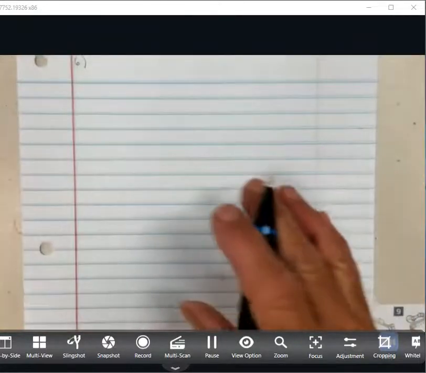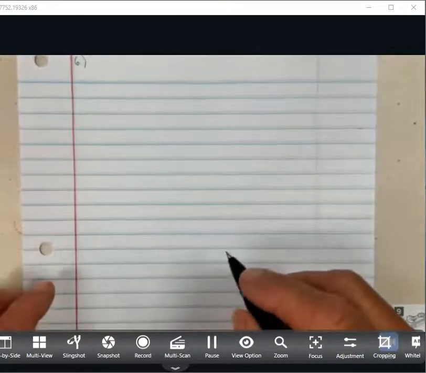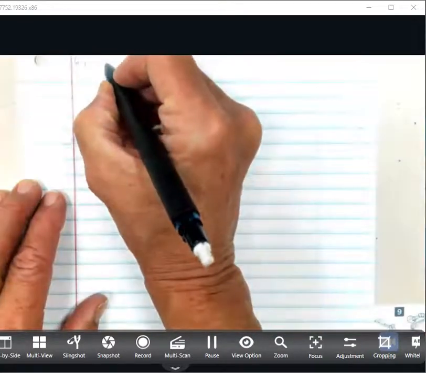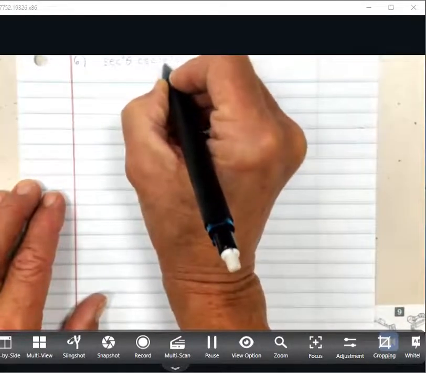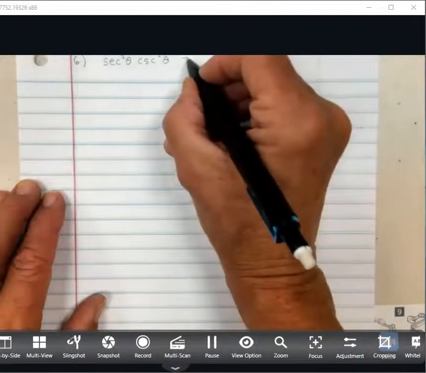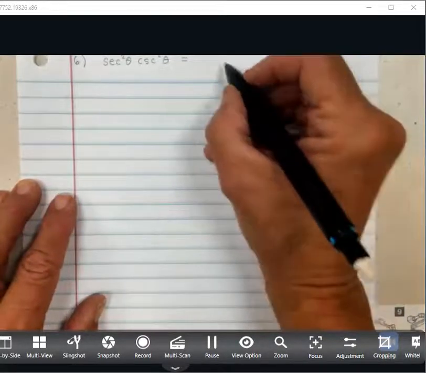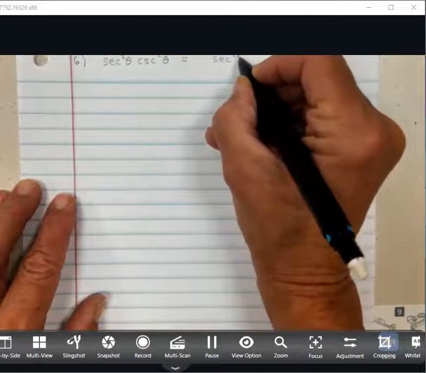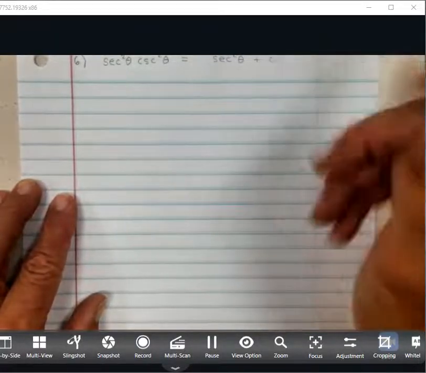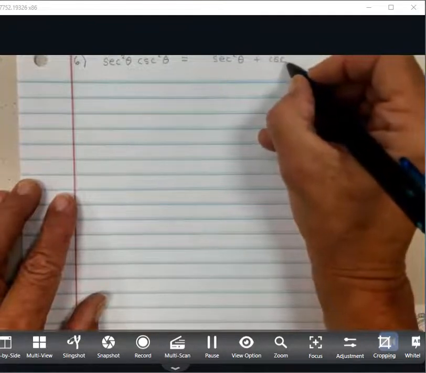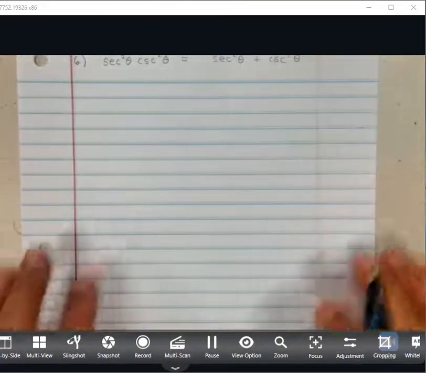Oh my, we got all kinds of squared stuff together. I'm going to take a secant squared, multiply with a cosecant squared, and see if I can transform that into a secant squared plus a cosecant squared. Isn't that interesting? The product of a secant squared and a cosecant squared is the same as a sum of a secant squared and a cosecant squared. That's very interesting.